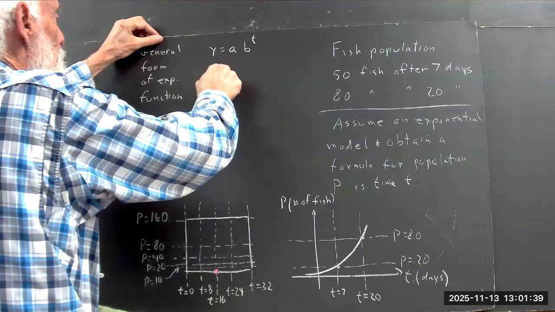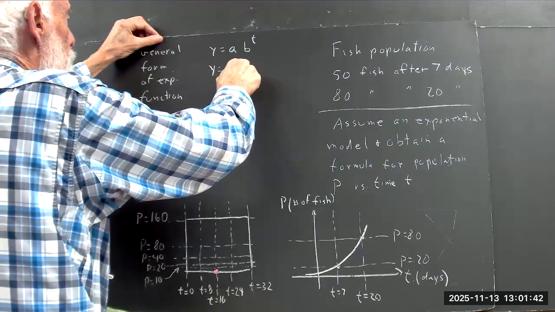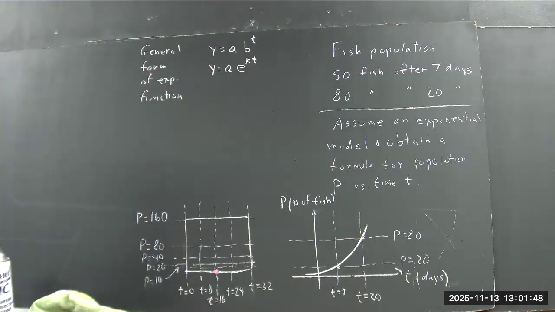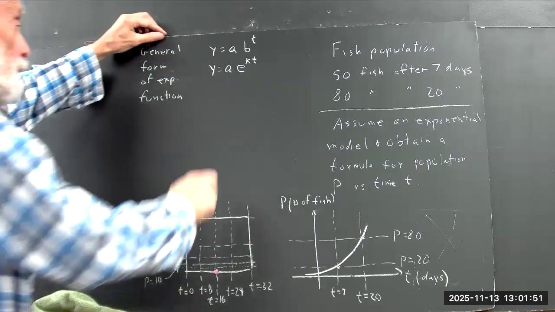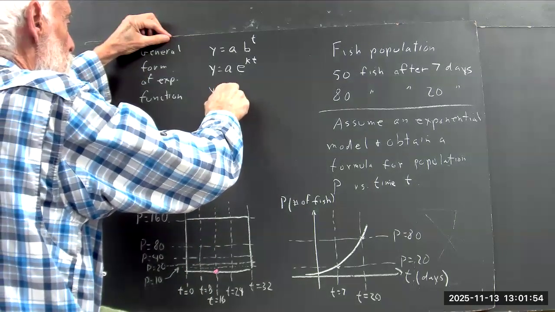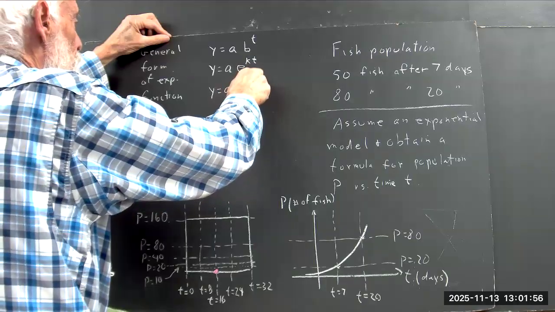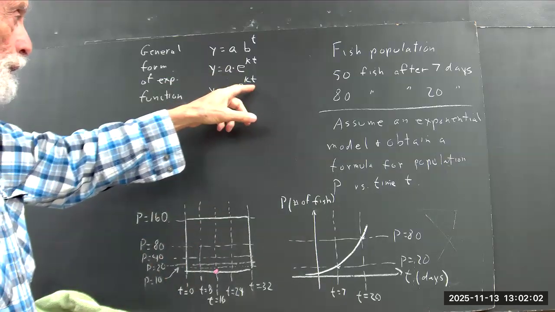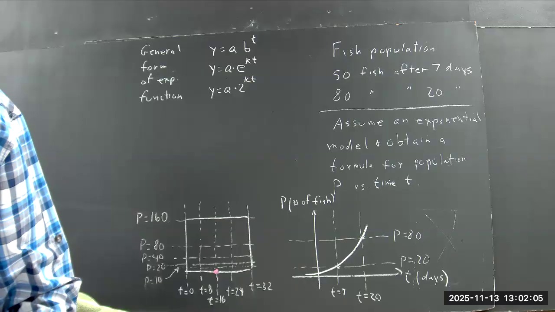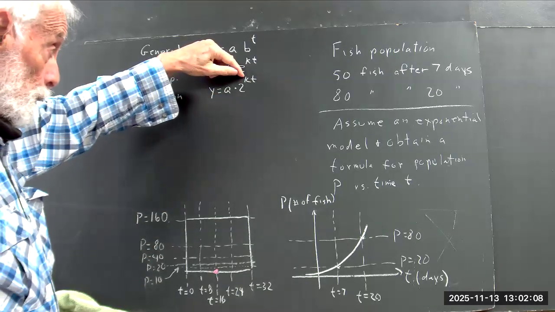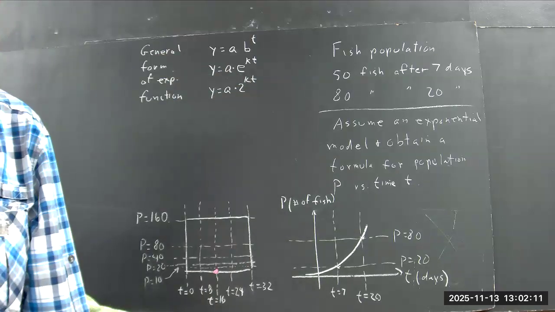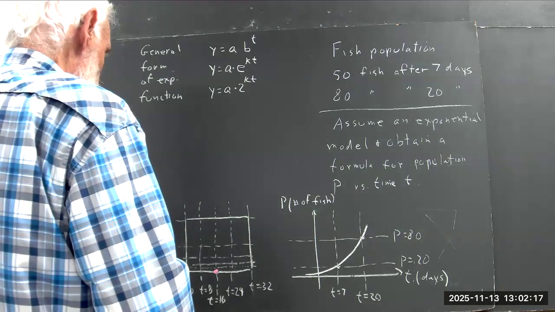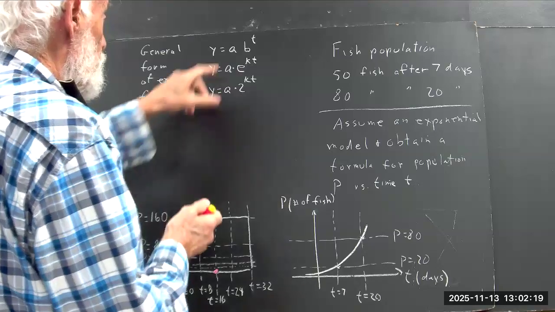Other forms: A e to the kt is another common form. Or even y equals a times 2 to the kt. Because here you're just back to your basic toolkit function, and you see that there's a horizontal compression and a vertical stretch. Right now, we're just going to deal with the AB to the T form.